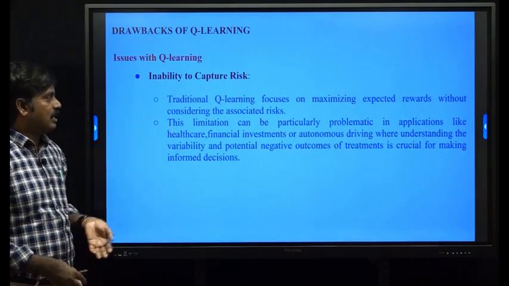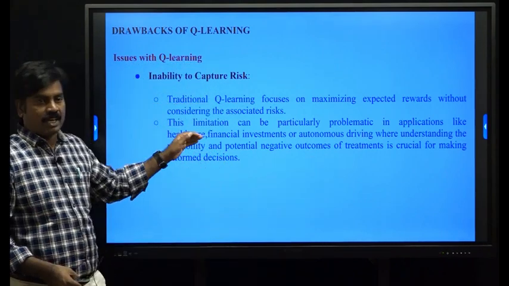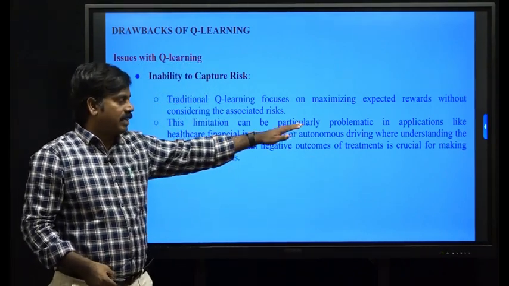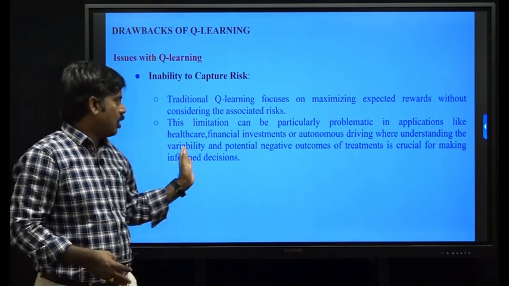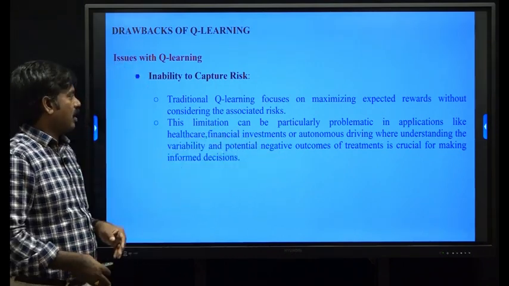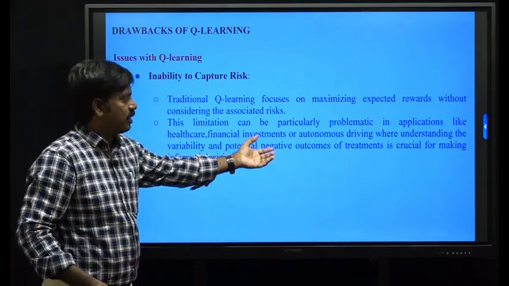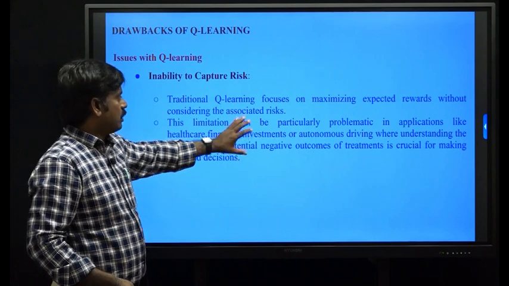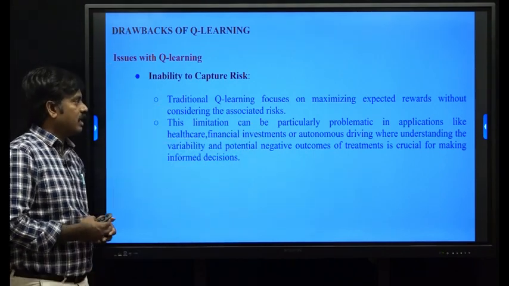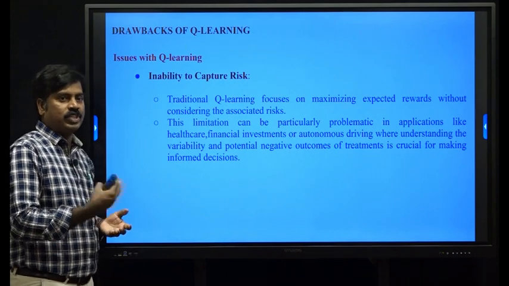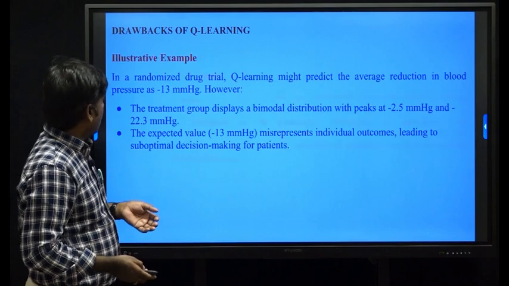This limitation can be particularly problematic in applications like healthcare, financial investments and autonomous driving cars, where understanding the variability and the associated issues must also be considered. In these types of applications, Q learning fails to give the potential outcomes. So these are the three main issues with Q learning.